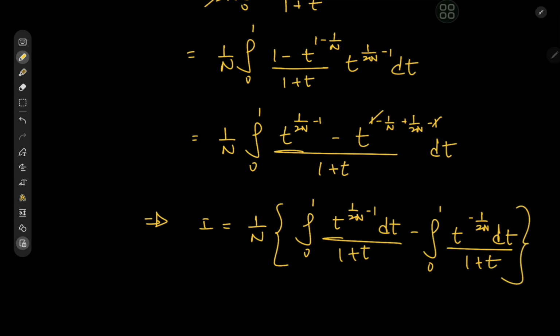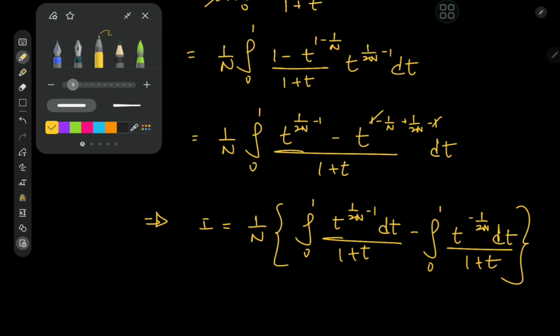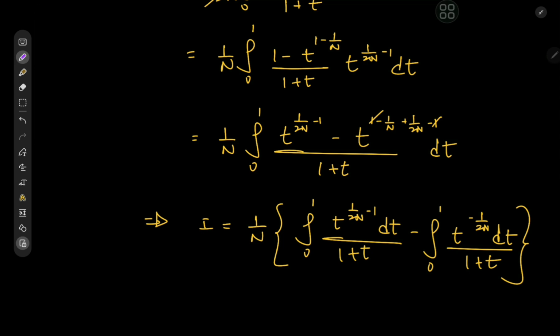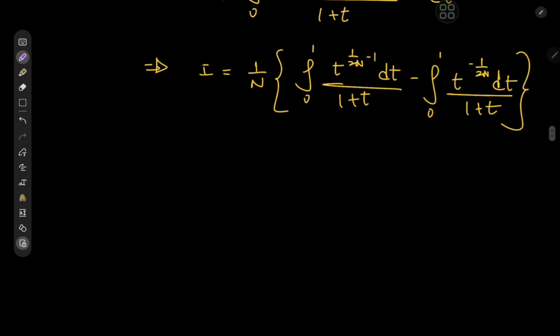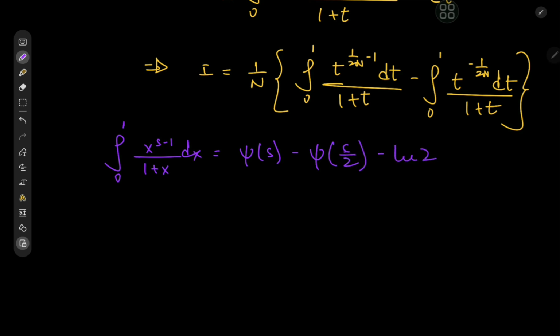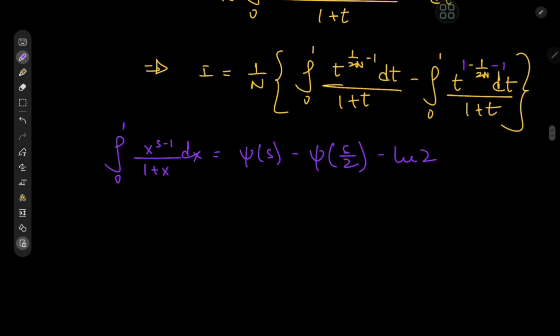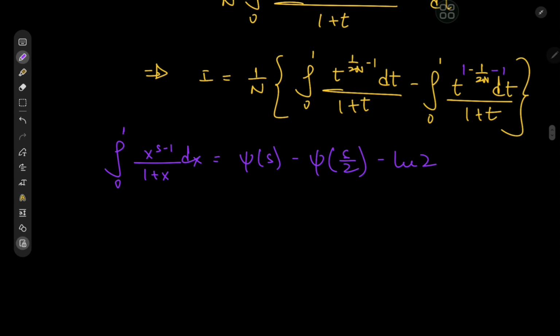And now what? Well, there's this really cool integration result I derived a while back, link in the description below, and it states that the integral from 0 to 1 of x to the s minus 1 divided by 1 plus x dx equals the digamma function at s minus the digamma function at s by 2 minus log 2. And for the case of the first integral, we have s equal to 1 by 2n, obviously. And for the second integral, we have s equal to 1 minus 1 by 2n. So this is pretty cool.